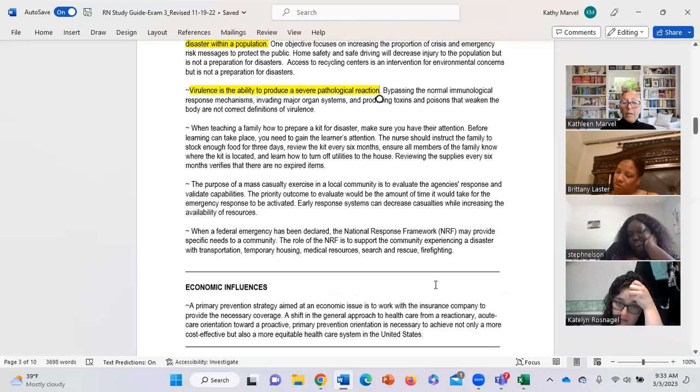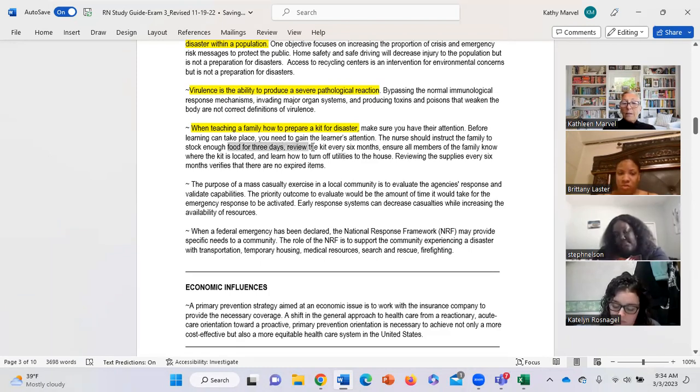When teaching a family, this is in our preparedness phase. When teaching a family how to prepare for a disaster, you want to teach them how to put together a disaster kit. What needs to be in that? Flashlights, dry foods, batteries, blankets. Okay, I'm going to be more specific.